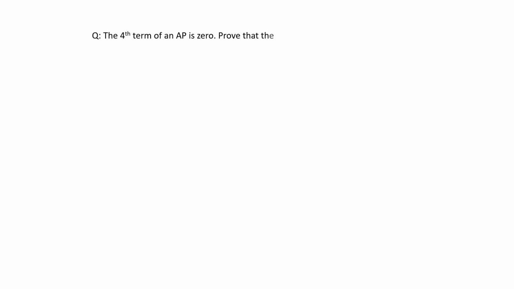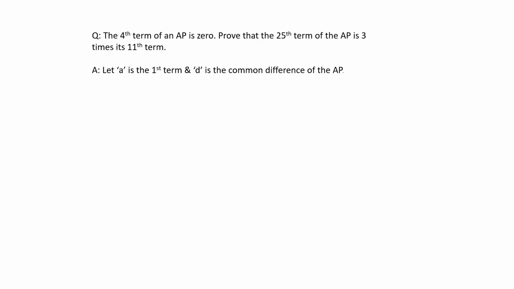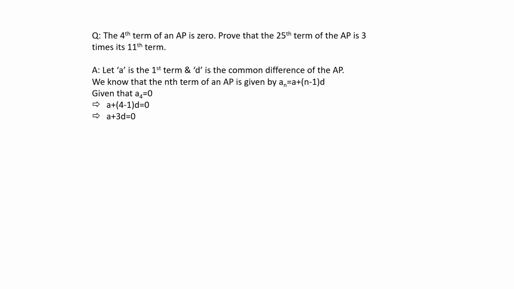The next question states, the fourth term of an AP is 0. Prove that the 25th term of the AP is 3 times its 11th term. Let a be the first term and d be the common difference of the given AP series. We know that the nth term of an AP is given by an equals a plus (n minus 1) whole into d. Given that a4 equals 0, because it is already given that the fourth term is 0. That means a plus (4 minus 1) whole into d equals 0, or a plus 3d equals 0. Or you can write it as a equals minus 3d. Let this be the first equation.